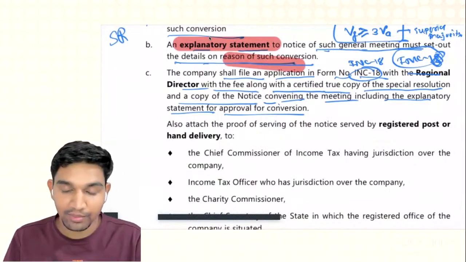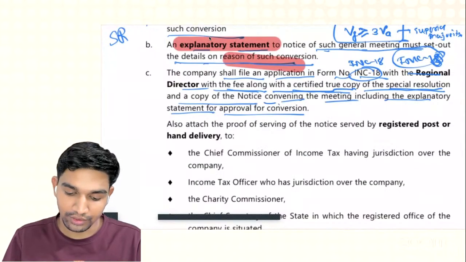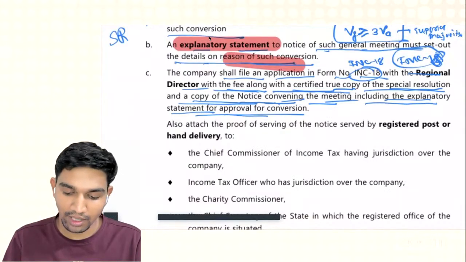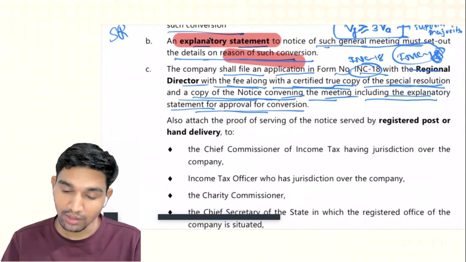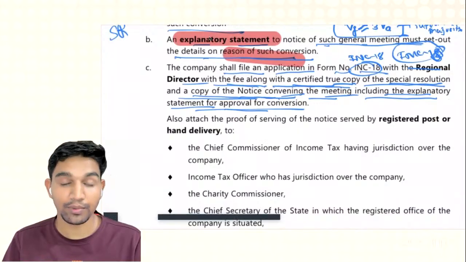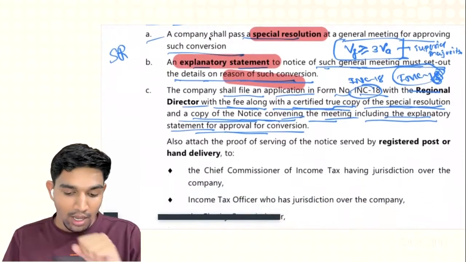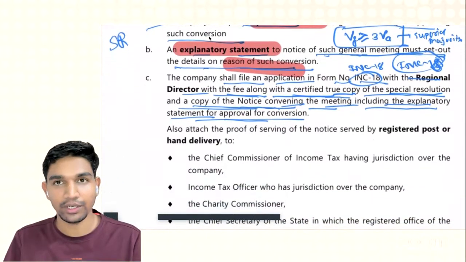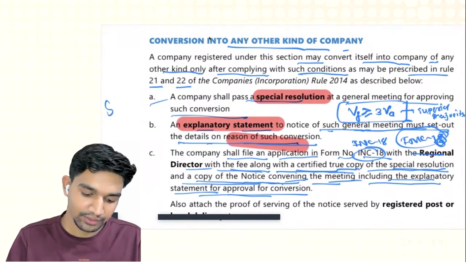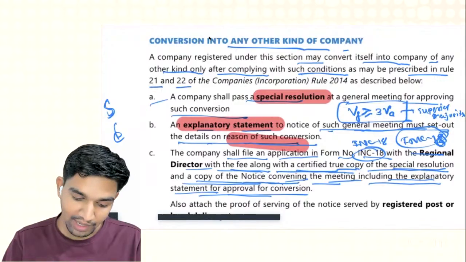file the application in Form INC 18 to the regional director, along with the certified true copy of the special resolution and a copy of the notice convening the meeting, including the explanatory statement for the approval of the conversion. Now you have to submit a certified true copy of the special resolution and a copy of the explanatory notice, which we have mentioned earlier, which sets out the reason for such conversion. That should be submitted to the regional director. So: special resolution, explanatory statement, and application.